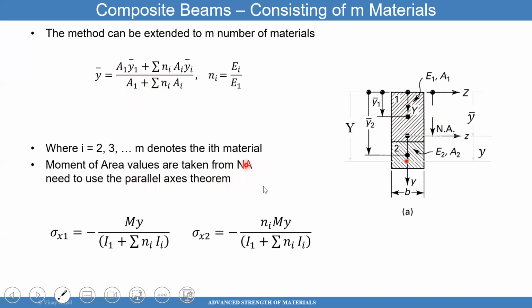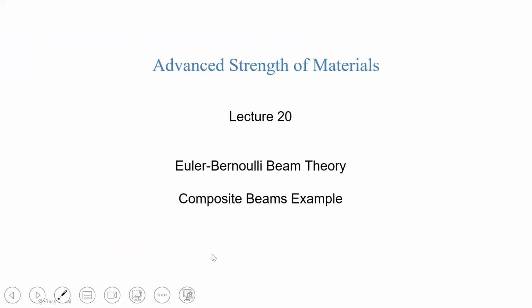The moment of inertia can be found using the parallel axis theorem for each of the i's that I have. That's a lot of work, but it's feasible. The moment is known, and the inertia of part 1 is known. So this is just plain addition of these things to get that stress. Let's move on to an example.